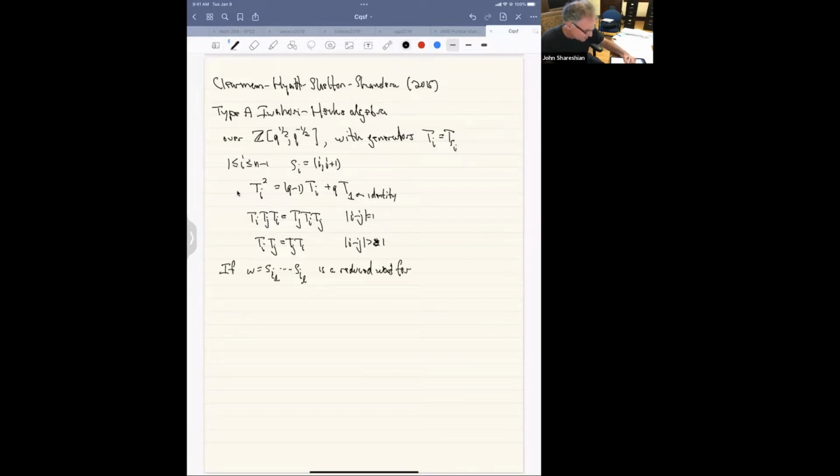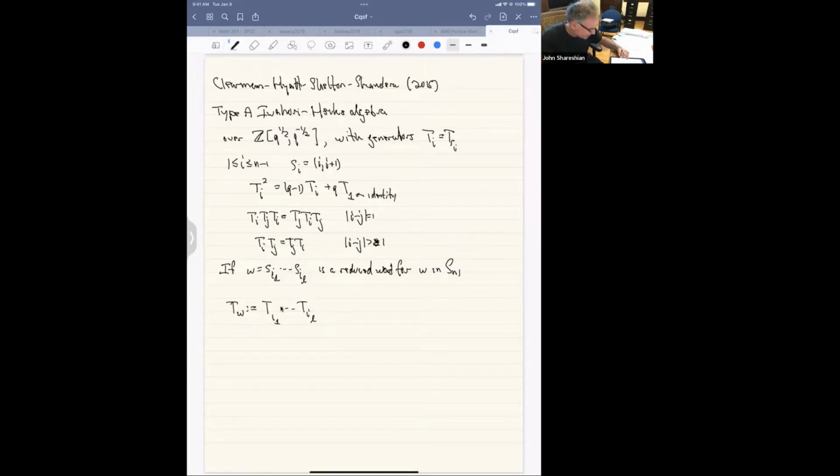That means it's just as short as possible in S_n, right? We define T_w by definition as T_{i1} ... T_{il}. And the content of this is it doesn't depend on the reduced word, right? There are many ways to write a permutation as a product of adjacent transpositions, using as few transpositions as possible. And these relations here guarantee that this is well defined, right?